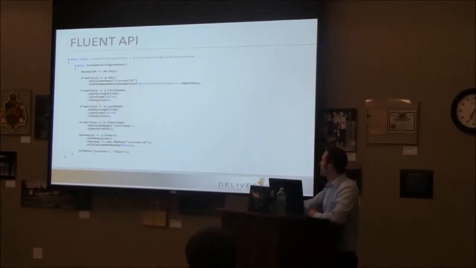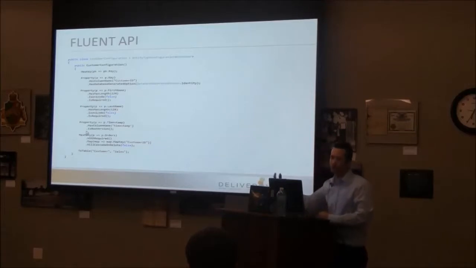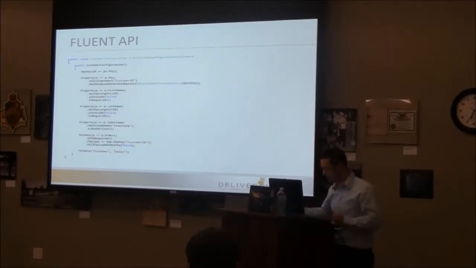Again, down here I have a property called Timestamp, and I specify that it has a column named Timestamp, and then it's a row version column. So basically, it's used for optimistic concurrency. I think that's another benefit of using the Fluent API that you don't have with data annotations.